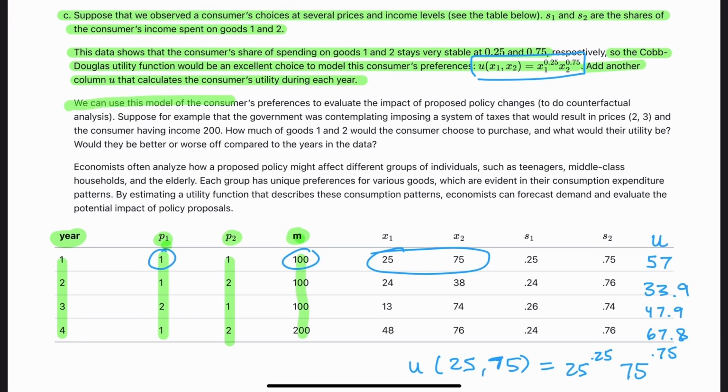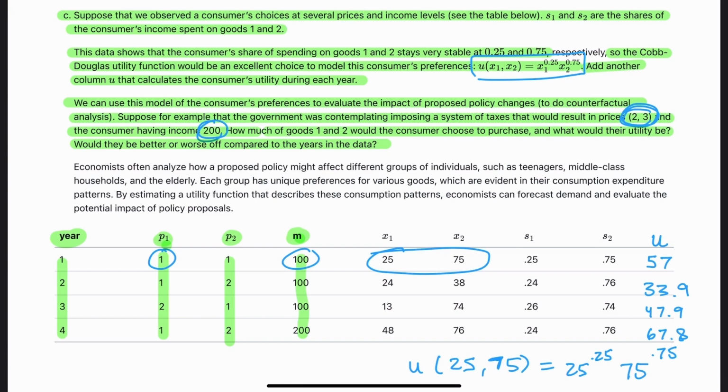We can use this model of the consumer's preferences to evaluate the impact of proposed policy changes, that is, to do counterfactual analysis. Suppose, for example, that the government is contemplating imposing a system of taxes that would result in prices 2 and 3, for good 1 and good 2, and the consumer having income 200. How much of goods 1 and 2 would the consumer choose to purchase, and what would their utility be? Would they be better or worse off compared to the years in the data?